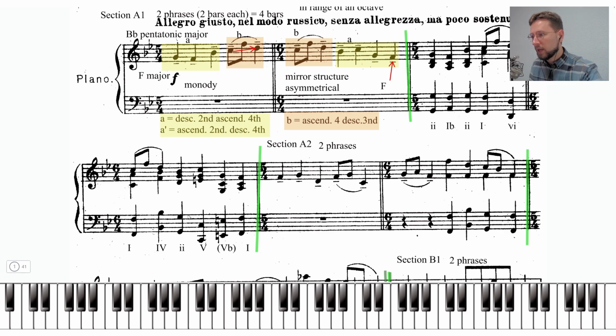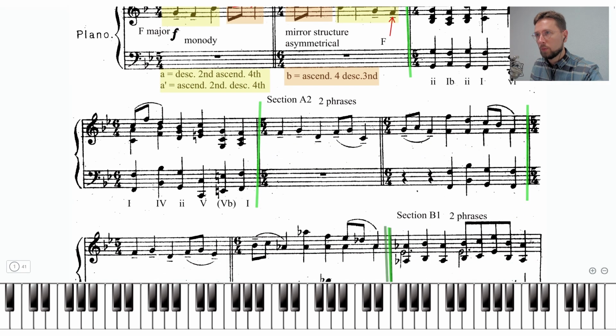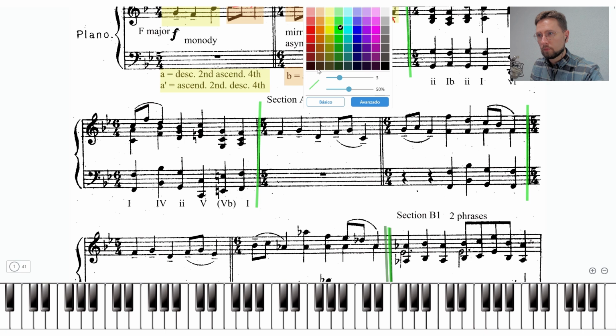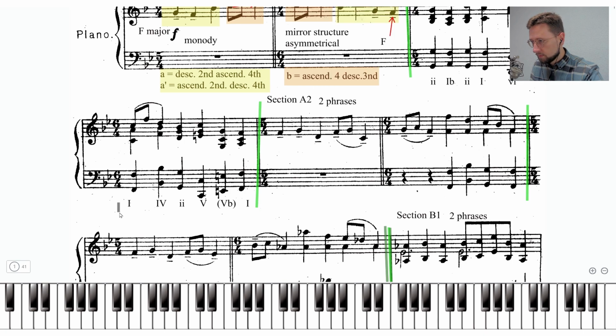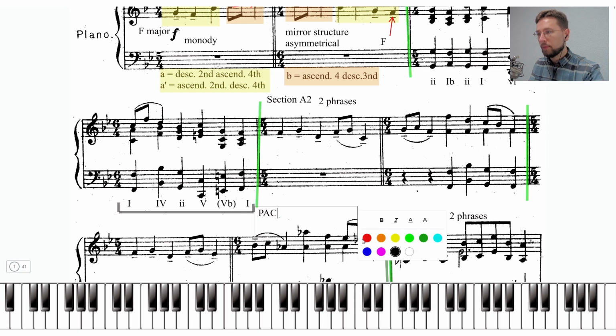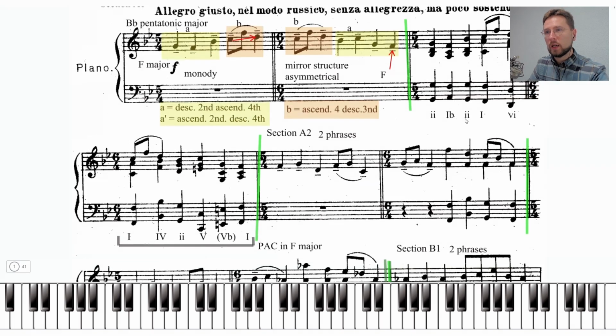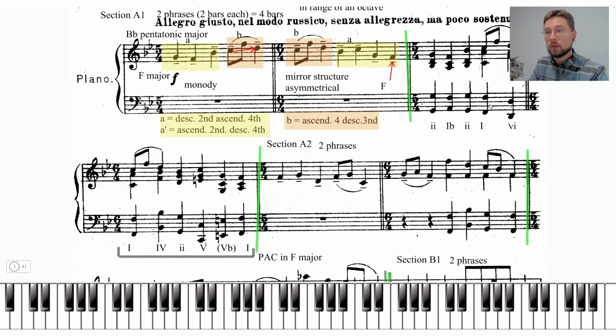we could see a cadence. So the cadence for me would be this. Right, so here we're having a perfect authentic cadence in F major. And what we have at the beginning, it's really a prolongation of the tonic.